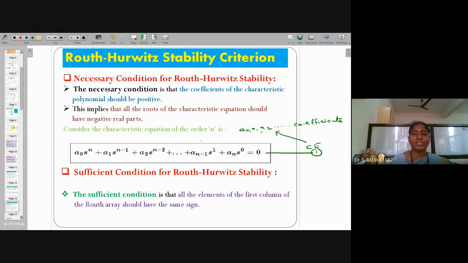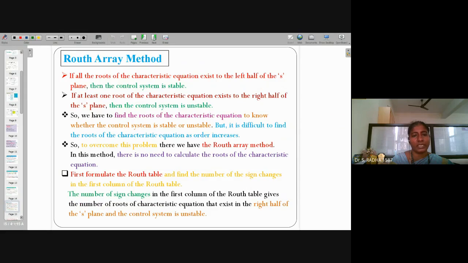The sufficient condition means that after making the RH table from the characteristic equation, the elements of the first column should have no sign change. They should have the same sign, otherwise there is a sign change. These are the important points in RH criteria.